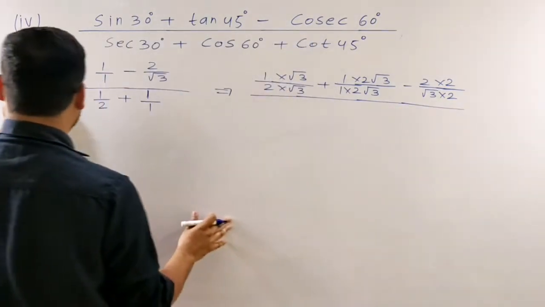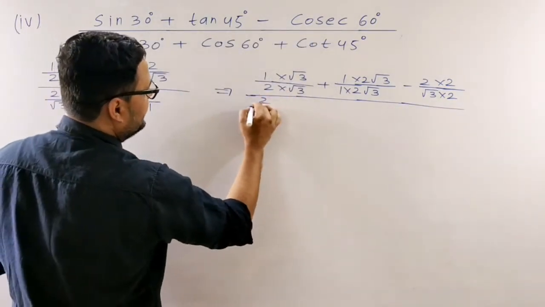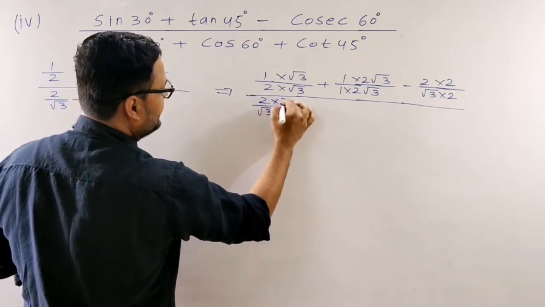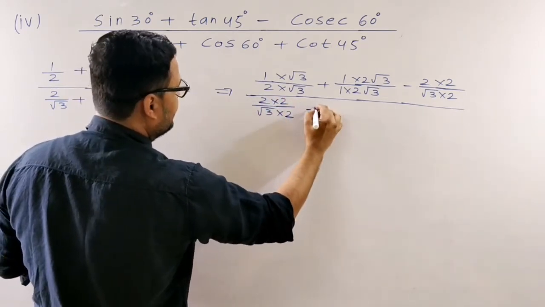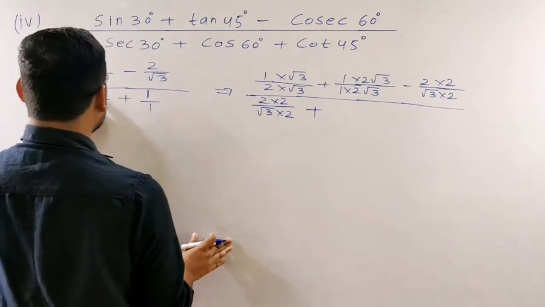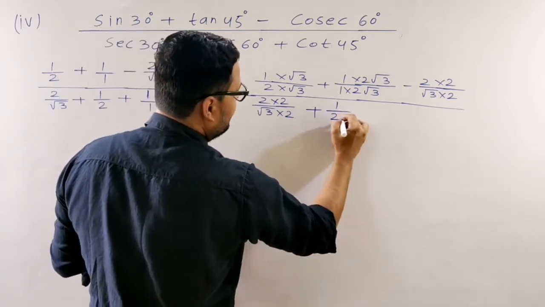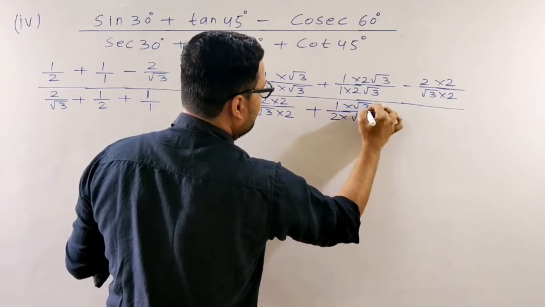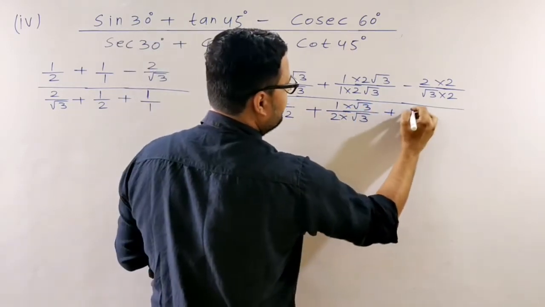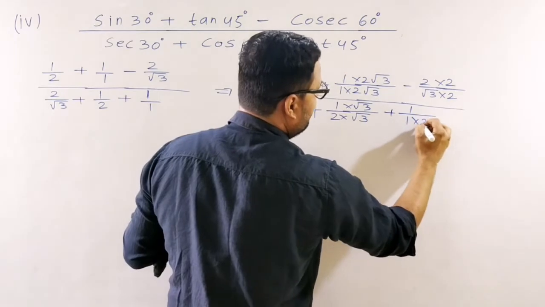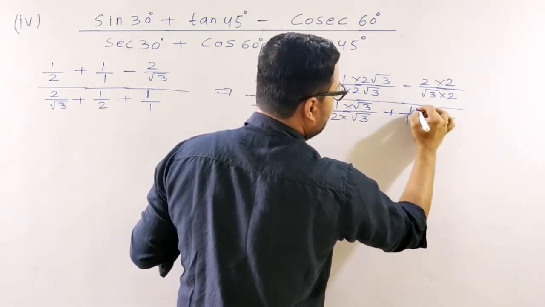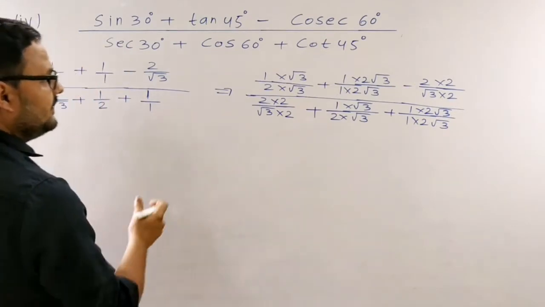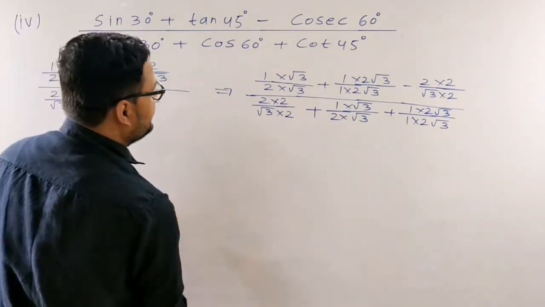Divide 2 by root 3. 2 by root 3, then into 2 into 2. 2 root 3 plus 1 by 2, then into root 3 into root 3 plus 1 by 1 into 2 root 3 into 2 root 3. Now we got all as like fractions.